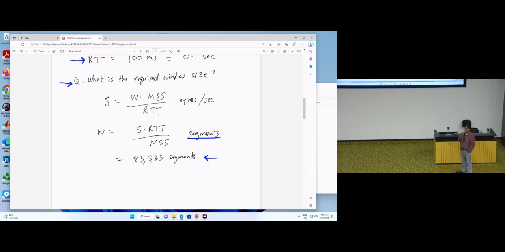Why? Okay, that's a good observation, but why? Why do you think the window size cannot be so large? Yeah, you're on the right track. So, congestion window is not the only thing that sets the window size. There's a transmit window size. What else controls the transmit window size?